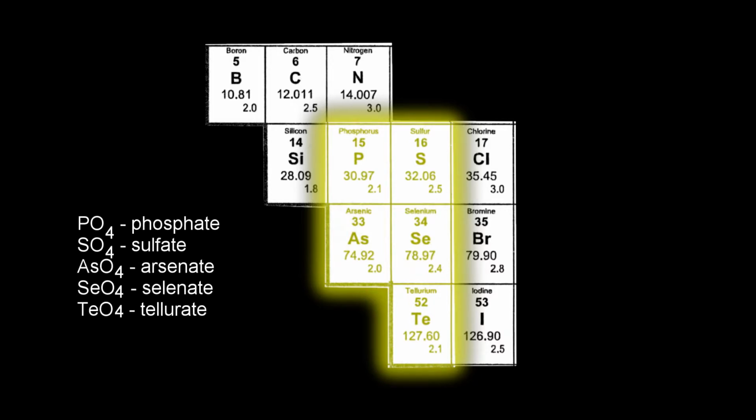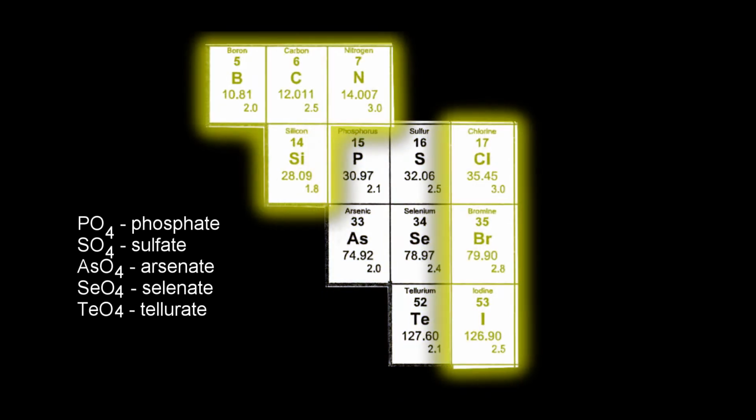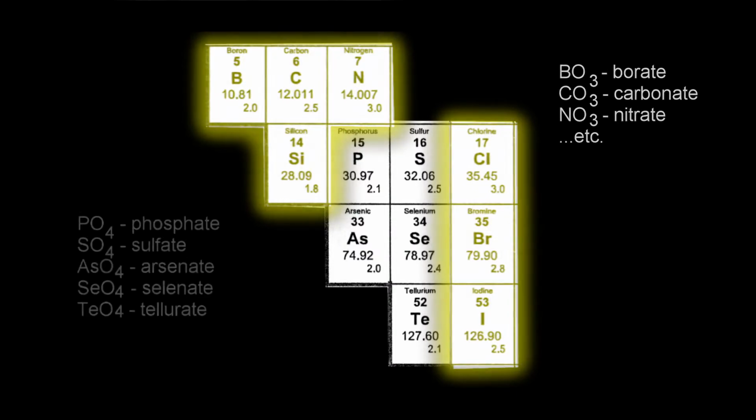Phosphate, sulfate, arsenate, selenate, and tellurate. All the rest of the elements in our table combine with 3 oxygen to form their anions. Borate, carbonate, nitrate, and so on.